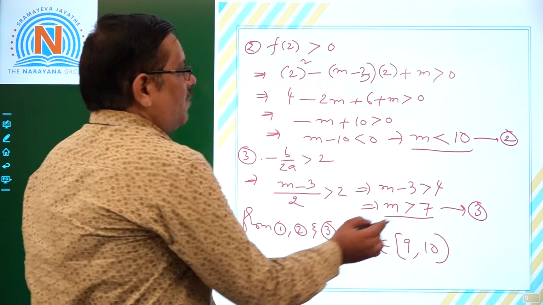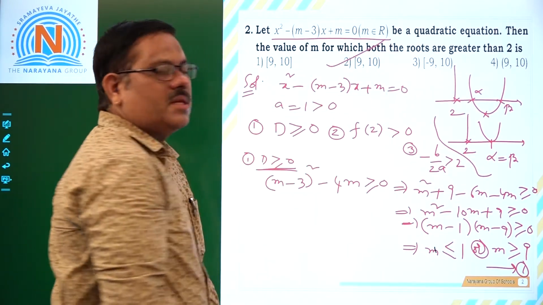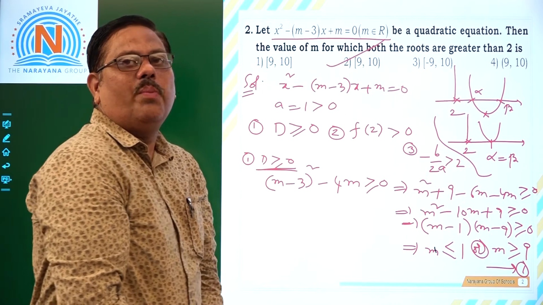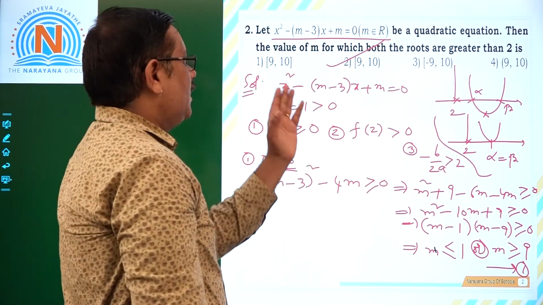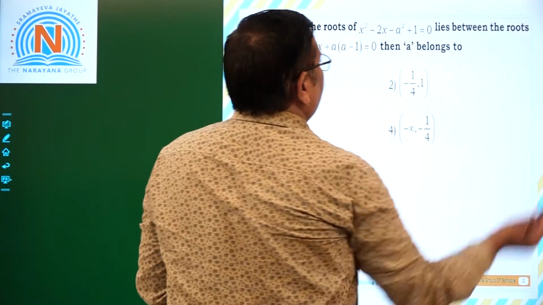Therefore, out of the given options, which is the right answer? The second option is the right answer, closed 9 to open 10. That is the reason why for the second question, the second option is the right answer. Now let us see the next question.